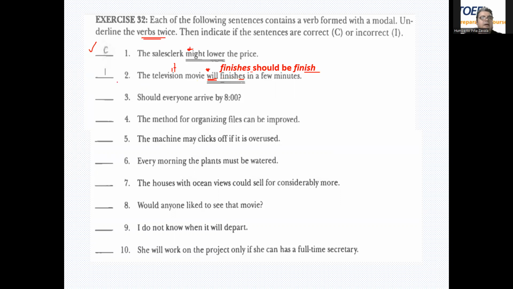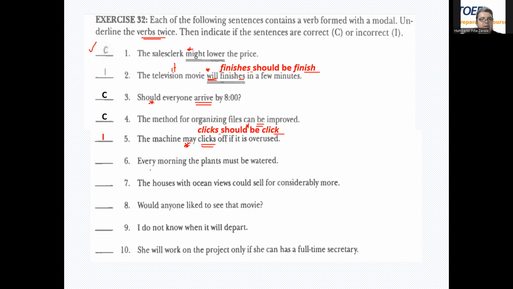Okay, now that you're back, we have the verb arrive and the modal should. So this is fine. The method for organizing files can be improved. We've got the verb be and the auxiliary can. So this is fine. The machine may clicks off if it's overused, but we've got the auxiliary may. And because we have the auxiliary may, this verb should be in the base form. So it should be click, not clicks.